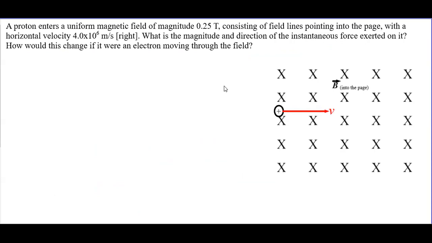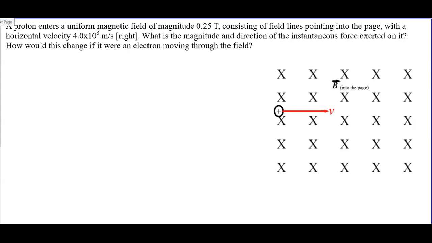So we can see that the magnetic field is going into the page because of all the x's, so it's in the z direction. And the proton is moving to the right with a velocity of 4 million meters per second. The question just wants to know the magnitude and direction of the instantaneous force exerted on it.